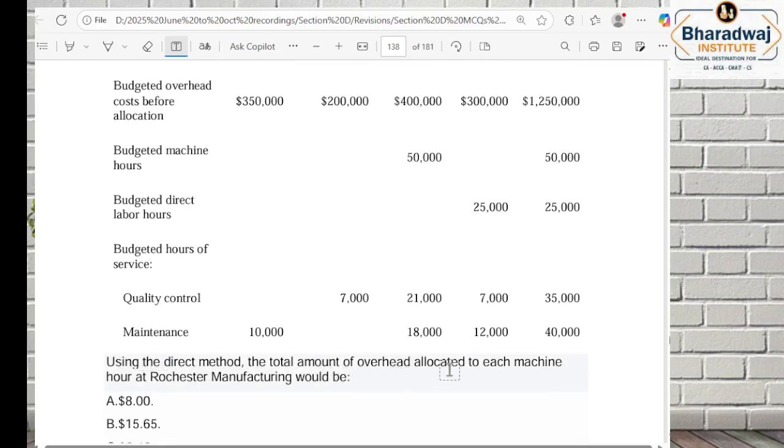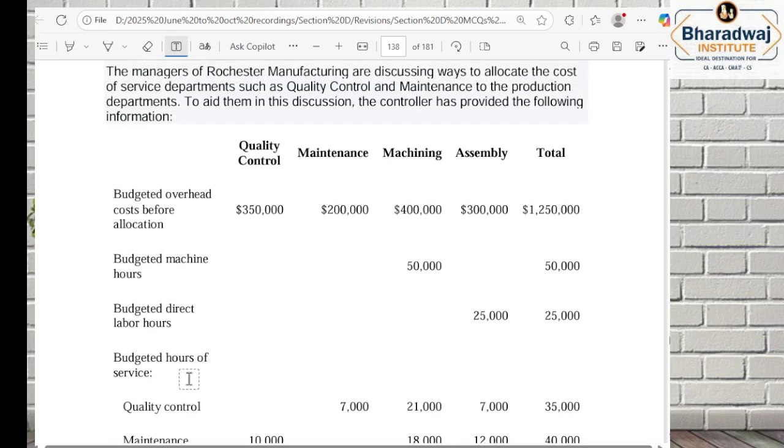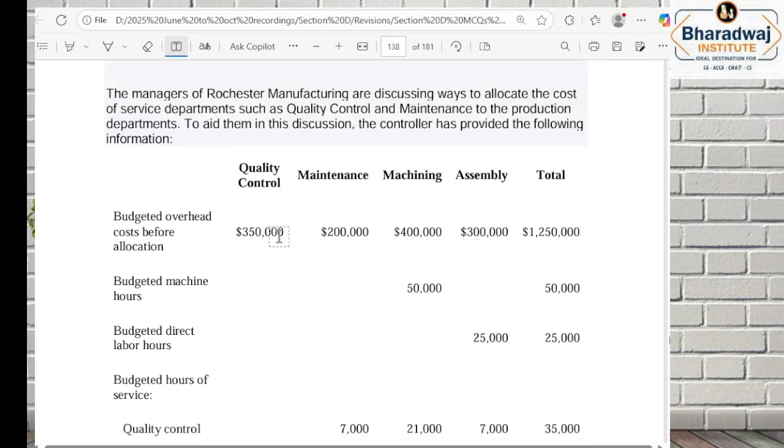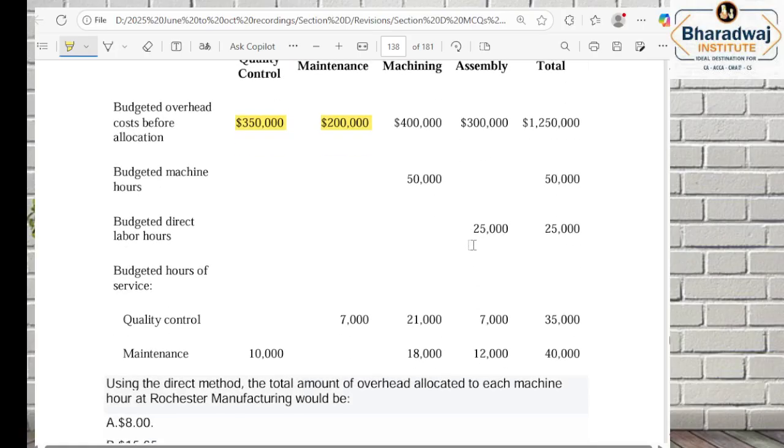Using direct method, which method are they asking you to use? Direct method. Quality control and maintenance are service departments. Machining and assembly are production departments.